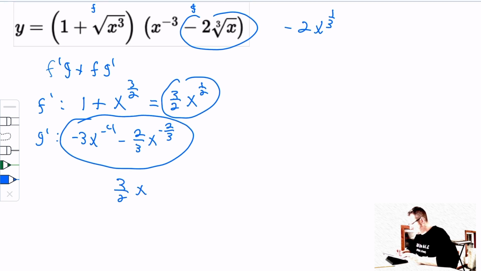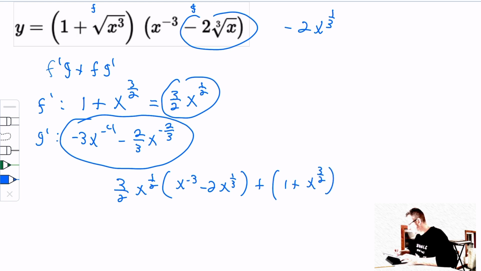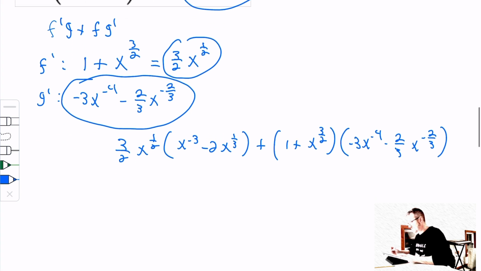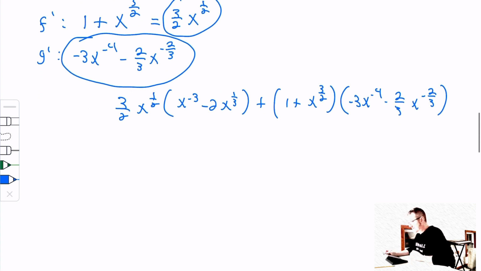3/2 x to the 1/2 times x to the negative 3 minus 2 x to the 1/3 plus 1 plus x to the 3/2 times g prime, negative 3x to the negative 4 minus 2/3 x to the negative 2/3. Okay, alrighty then. So let's start multiplying and doing our exponent rules one step at a time.